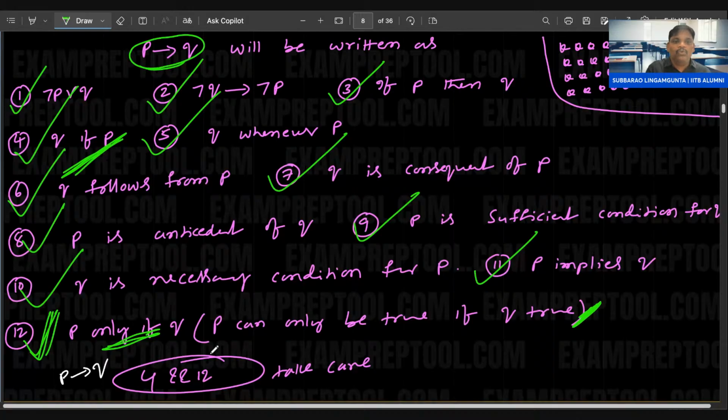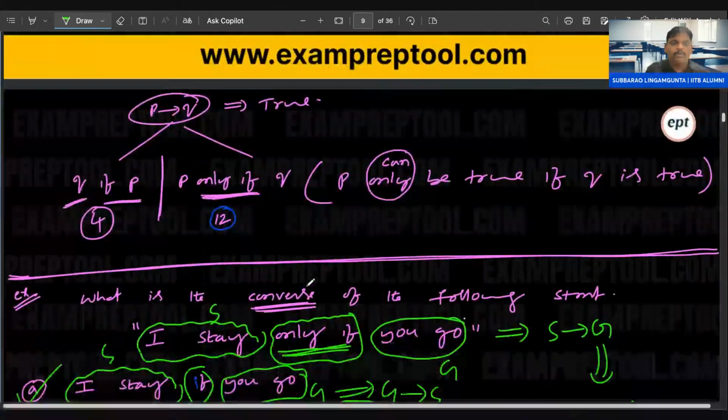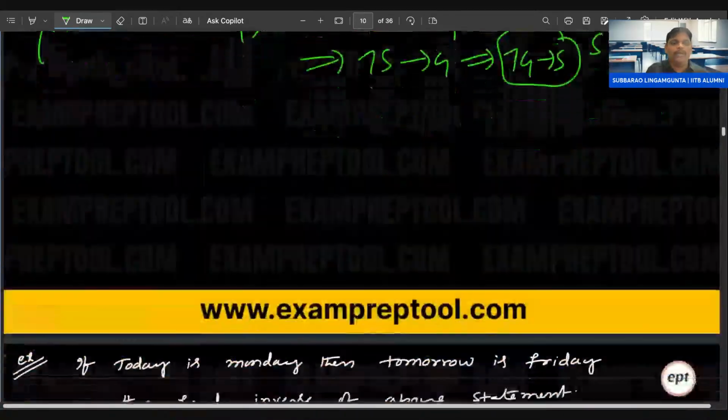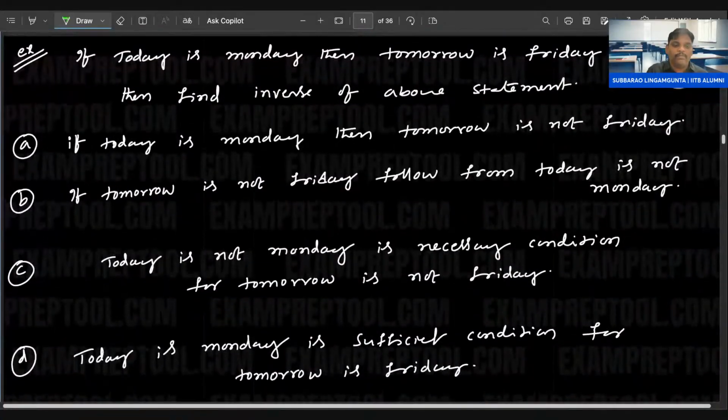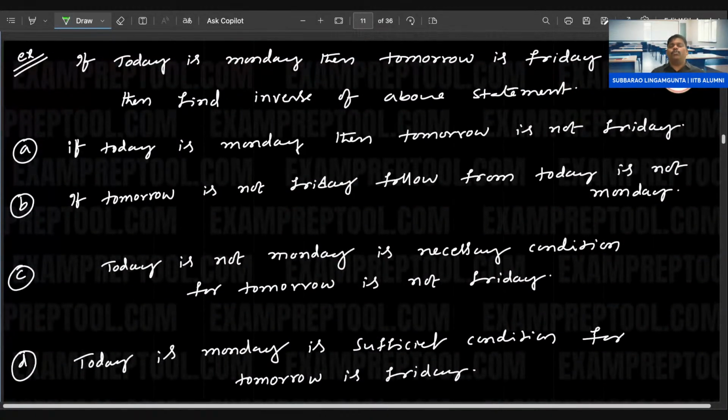Yeah, let's move to the next problem. One problem we have done. Can you try one more problem yourself? I have done one problem. Can you do one problem by yourself?